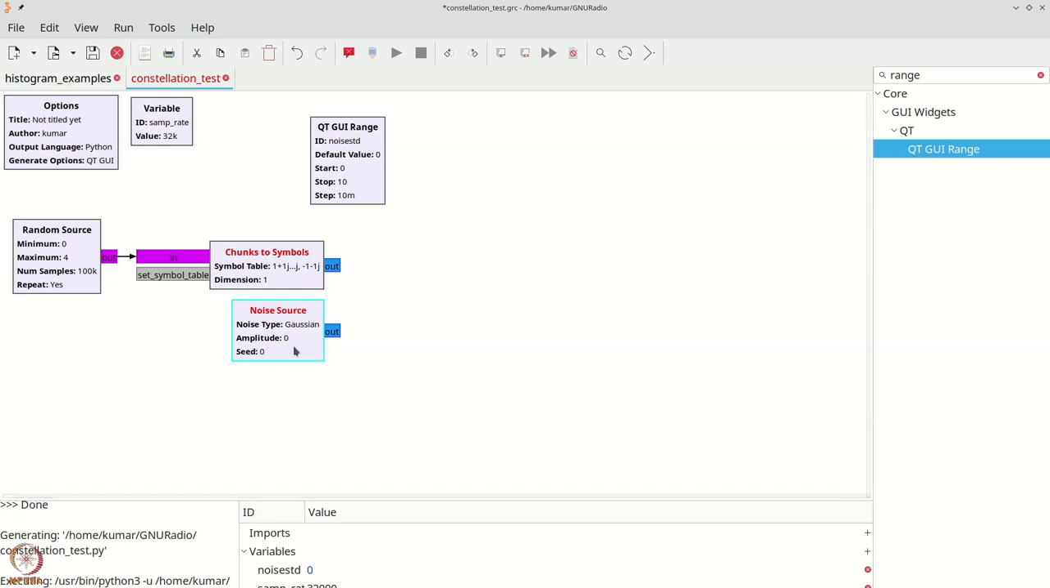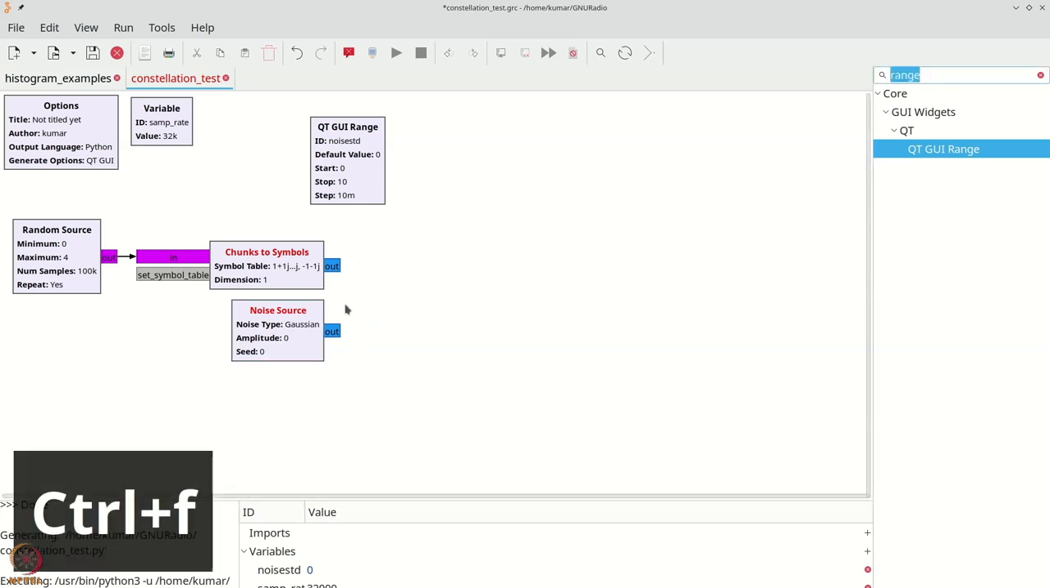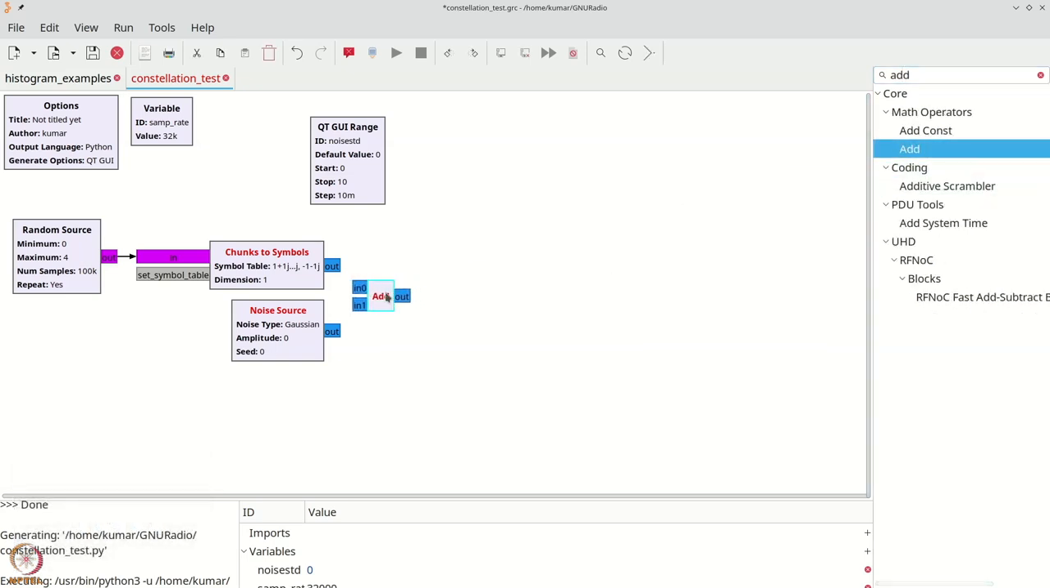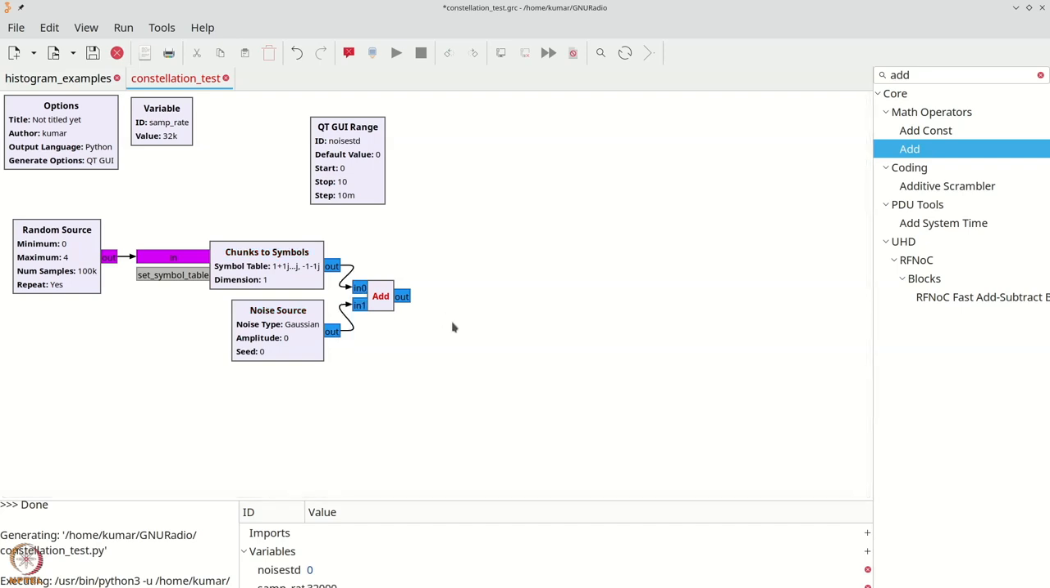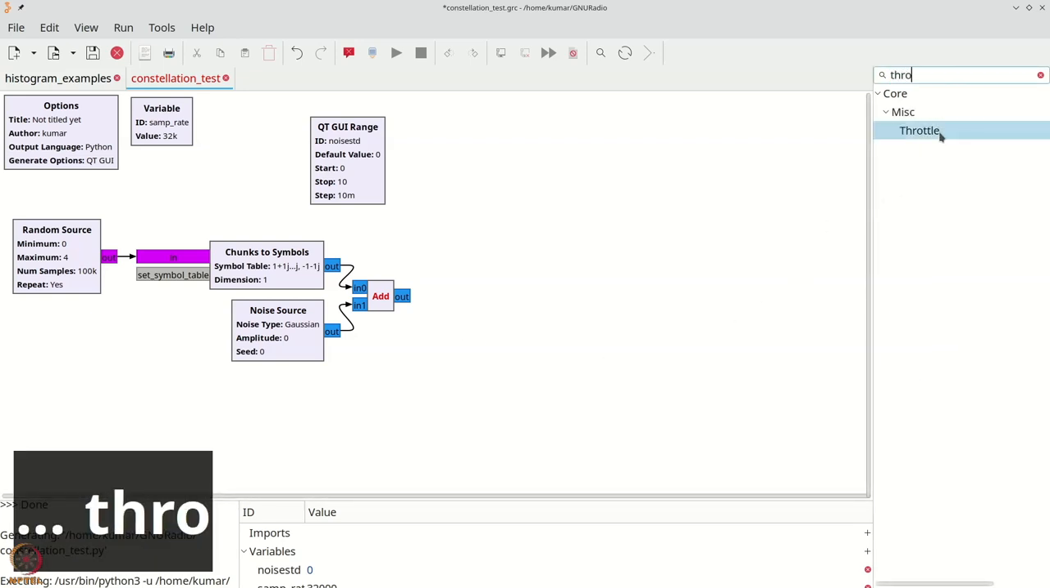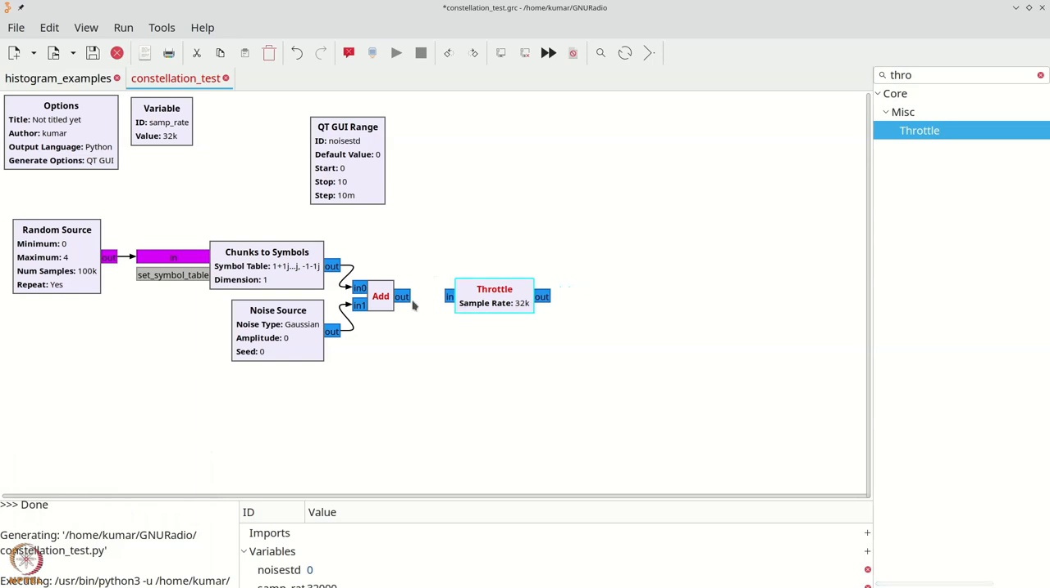That's not a problem. Now we need to add these up. So I'll say Control F or Command F and say add. We will connect the chunks to symbols and noise source together. We need a throttle, so I'll get Control F. I'll get throttle. So now that we have a throttle, we can now connect this to a constellation sink.